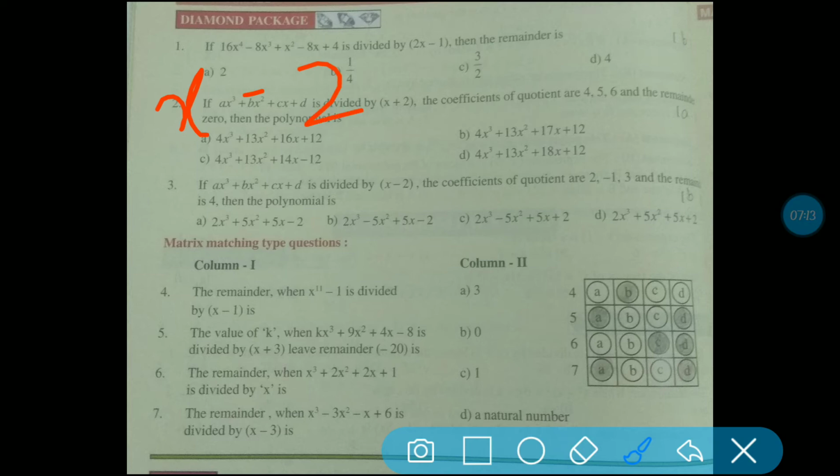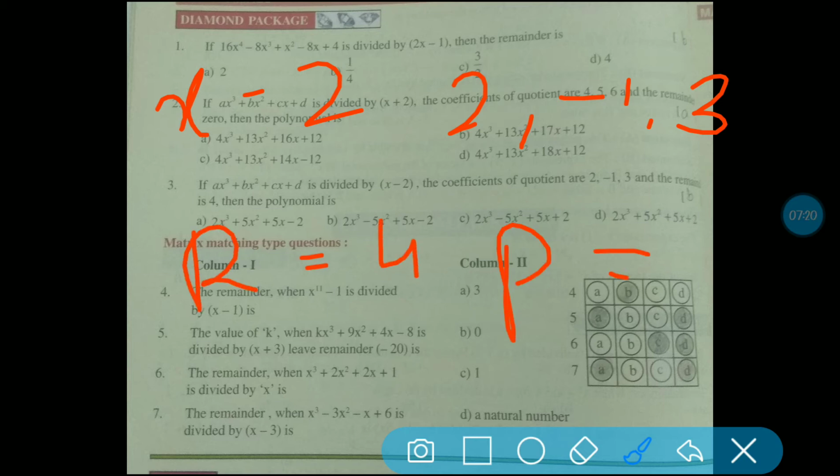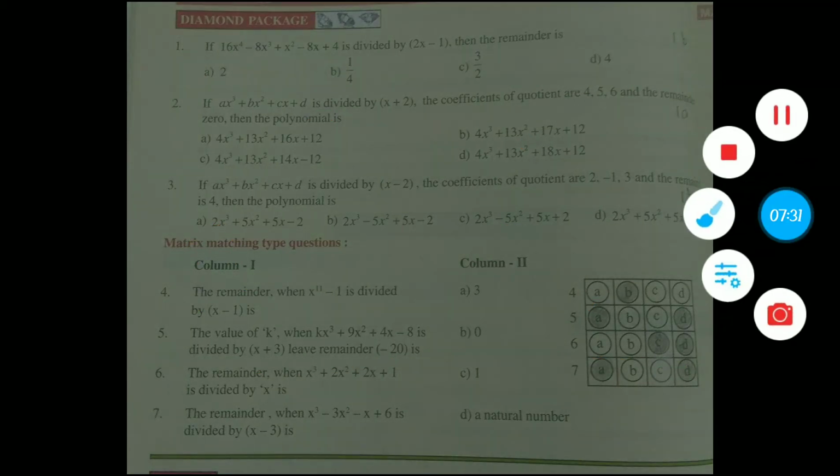It is divided by x minus 2 and the coefficients are 2, minus 1, 3. The remainder is 4. The polynomial we don't know, so this we have to find. Now p of x we have to find. Okay, let's start. I'll write the given data on the board.